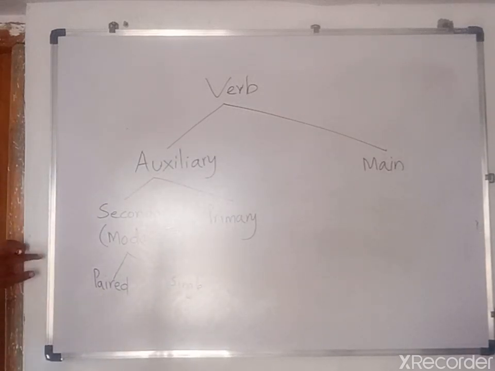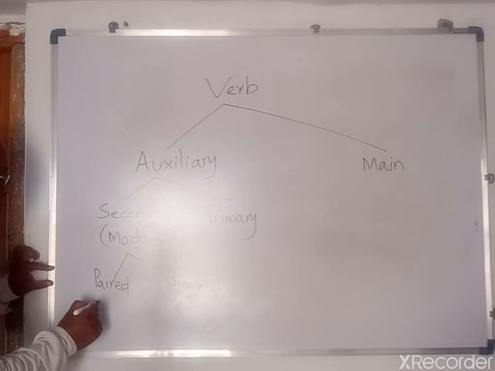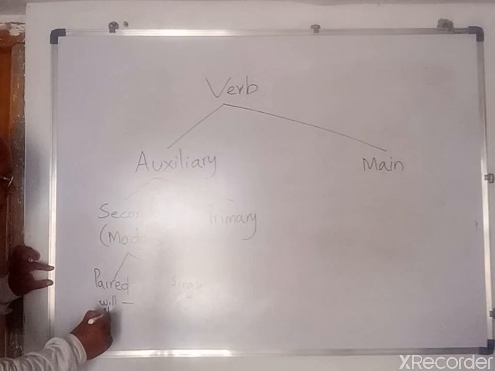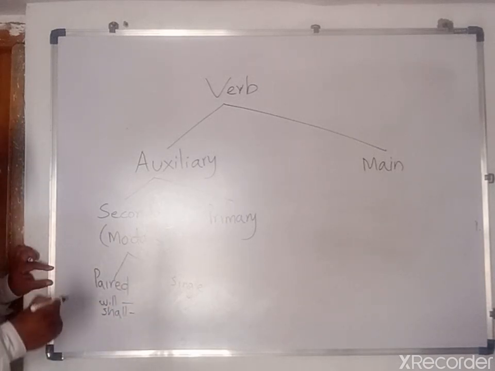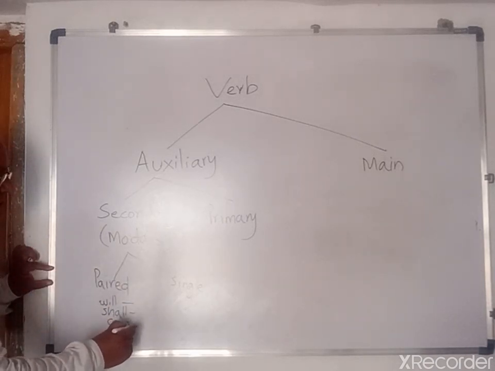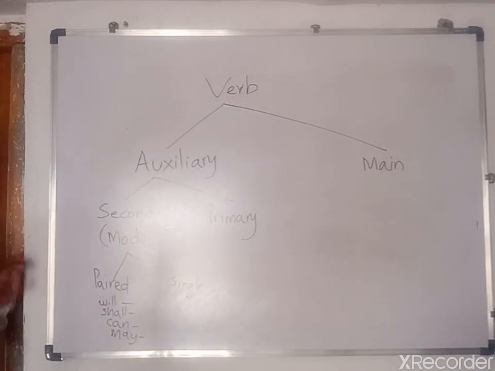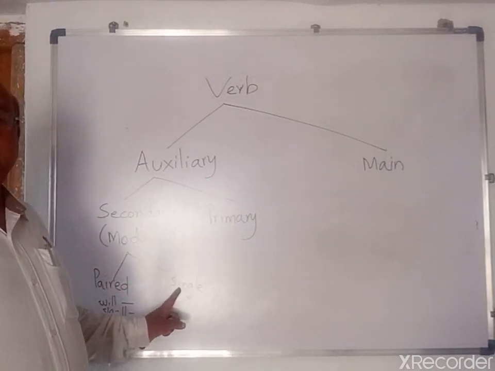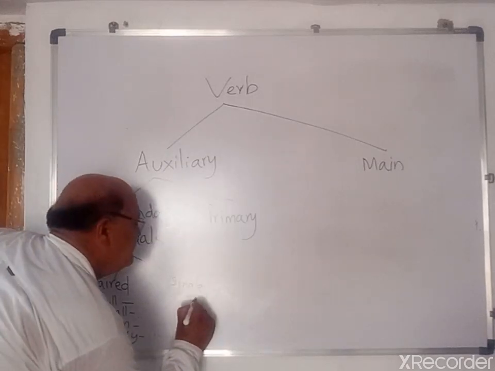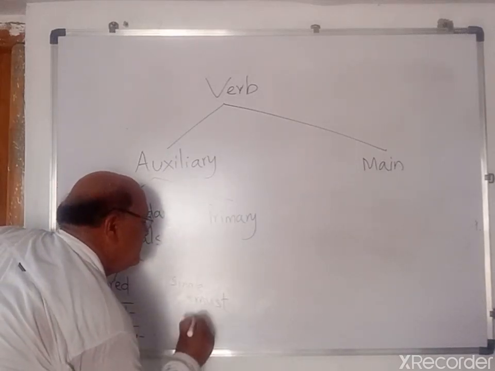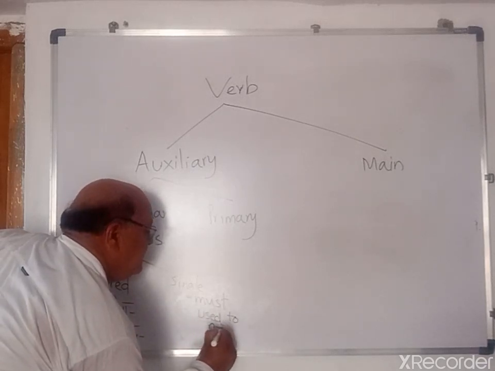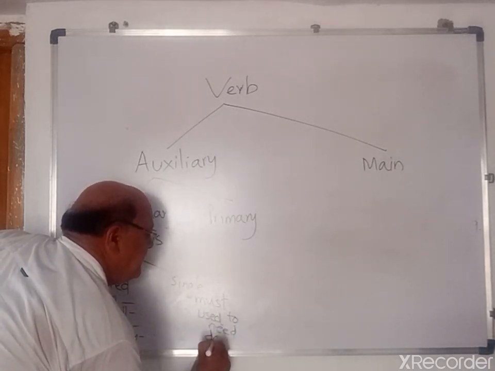In paired, we have 4 pairs. Will, would, shall, should, can, could, may, might. There are 4 pairs. Under the single category, we have must, used to, need, dare, etc.